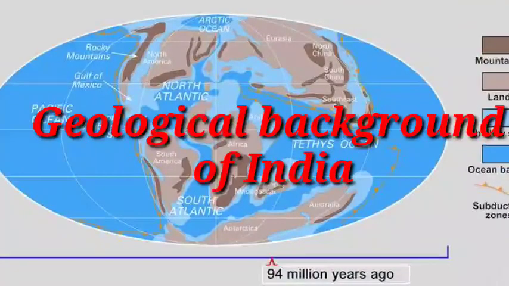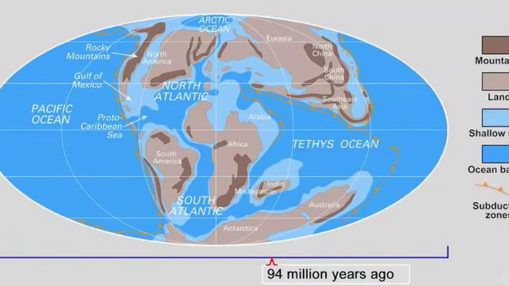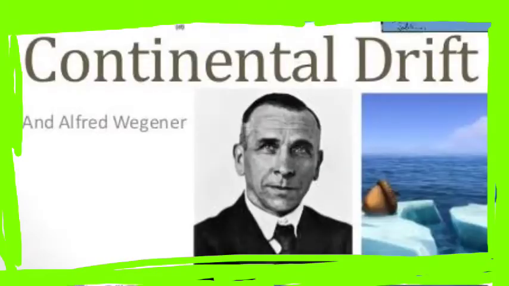We'll discuss about geological background of India. Look at the board. Geological background of India. You already learnt in 9th class about continental drift theory. Who proposed that continental drift theory? What was the theory? Continental drift theory was proposed by Alfred Wegener. He was from Germany.